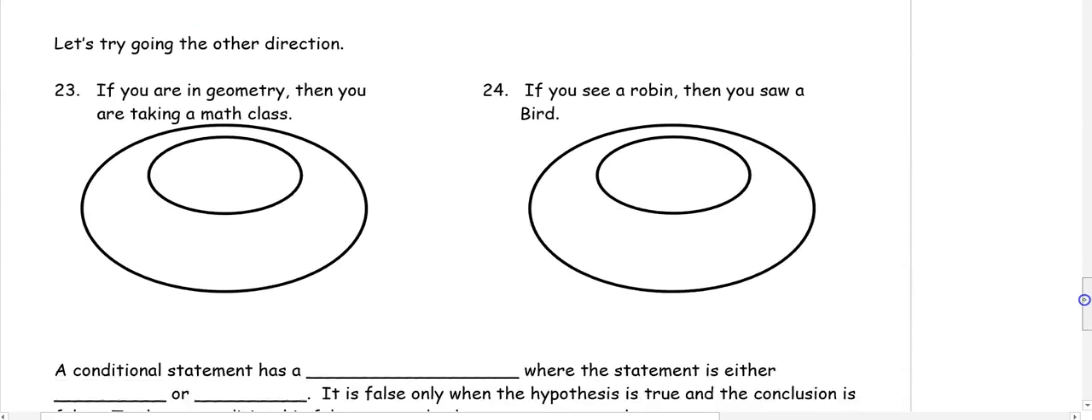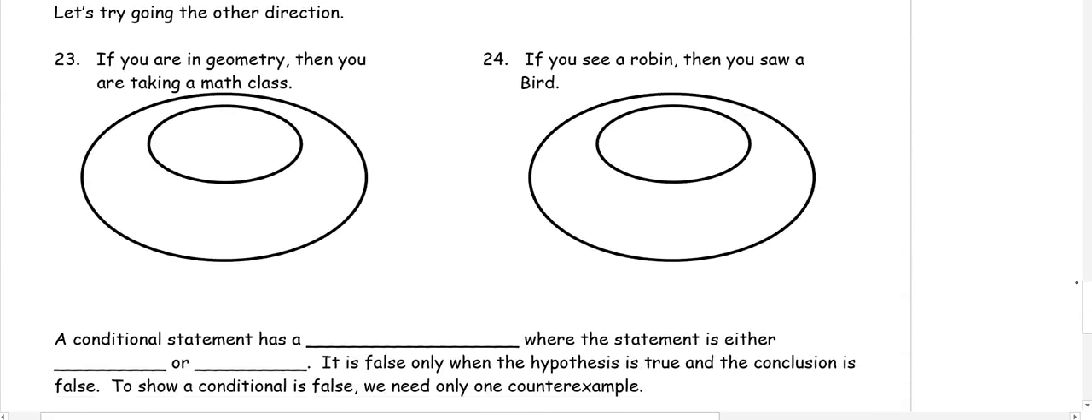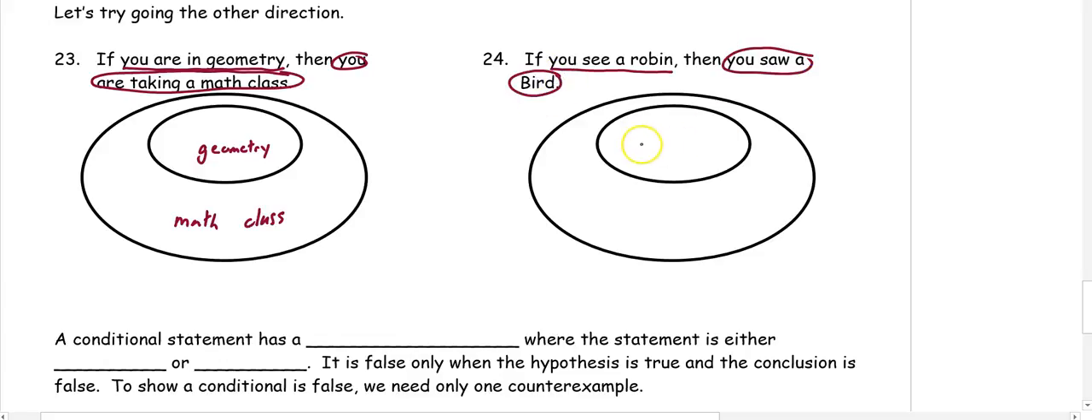So now let's try going the opposite direction. So in number 23, if you are in geometry, then you are taking a math class. So remember, whatever comes first is our hypothesis, and whatever comes second is our conclusion. So in this case, our hypothesis would be geometry, and our conclusion would be math class. Number 24, if you see a robin, then you saw a bird. So our hypothesis is you see a robin, our conclusion is then you saw a bird. So robin is our hypothesis, and bird is our conclusion.